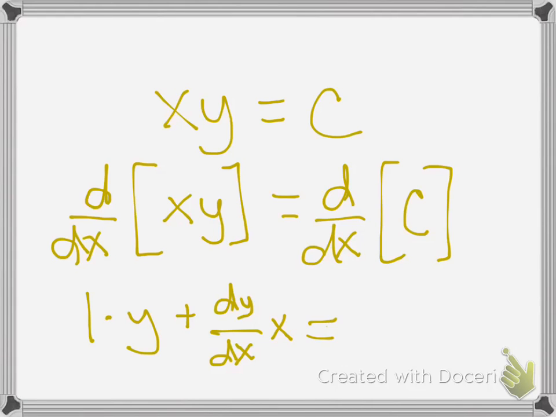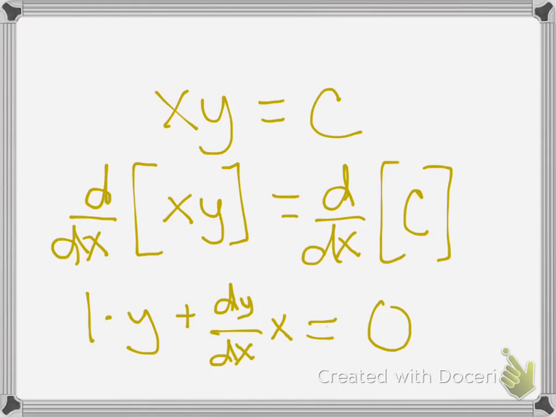And then we have to differentiate the right-hand side. Now, for any particular value, c is a constant in this case, and we should know that the derivative of a constant is 0. So this is the equation that we end up with that involves dy over dx.